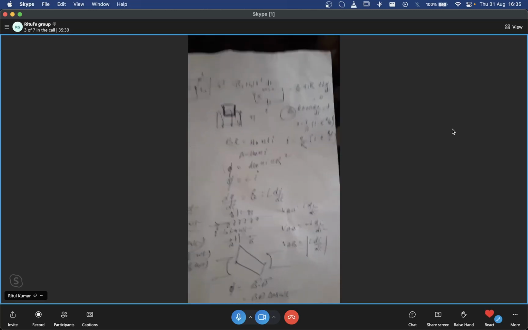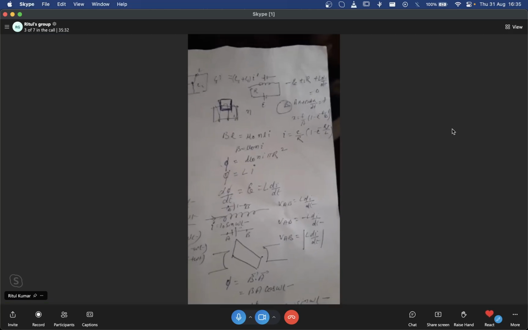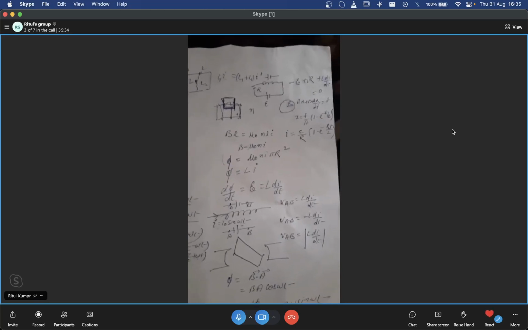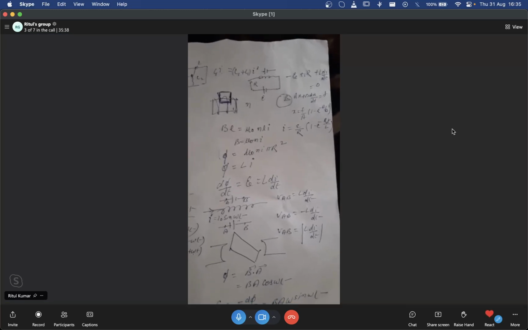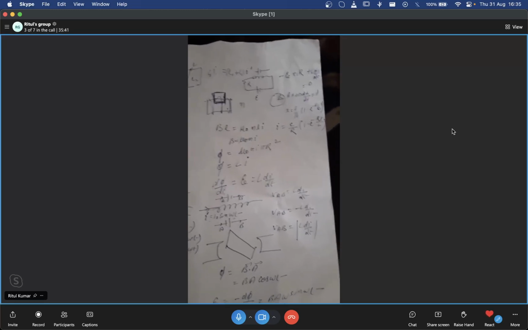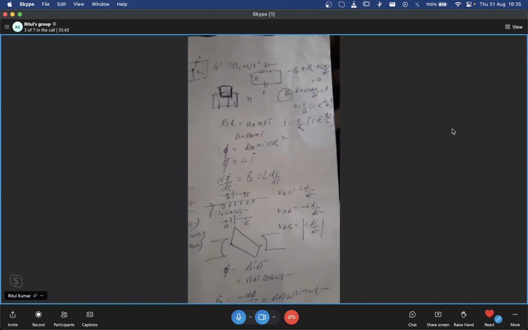So L by R will have the same dimension as time, and that is what is known as time constant. L by R is known as time constant. What do we understand by time constant? Any one of you? What is time constant?